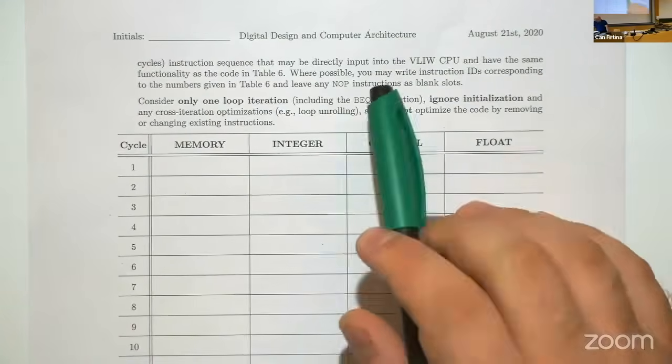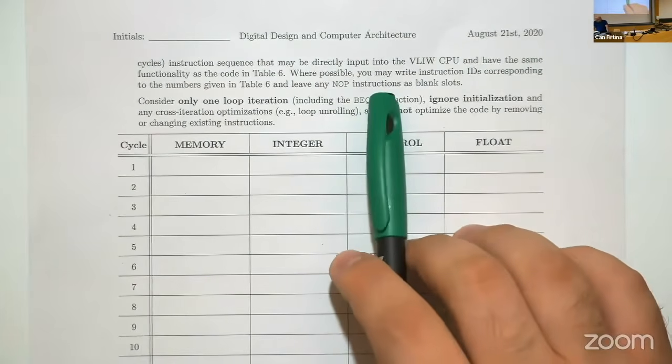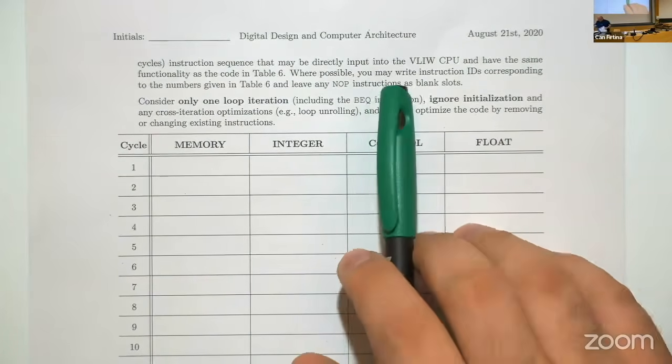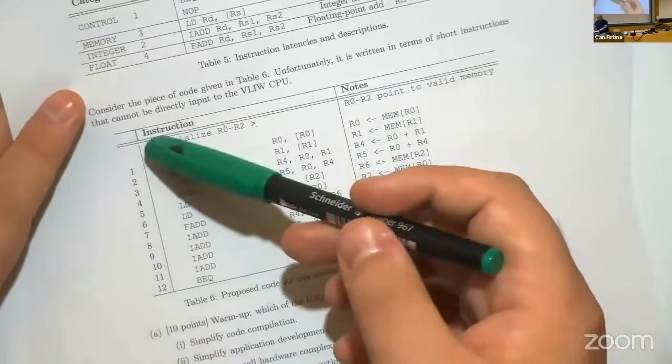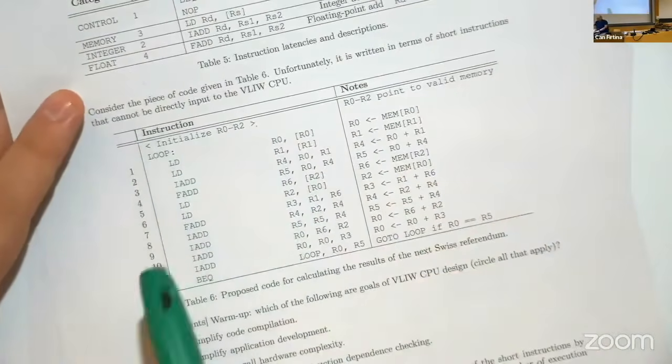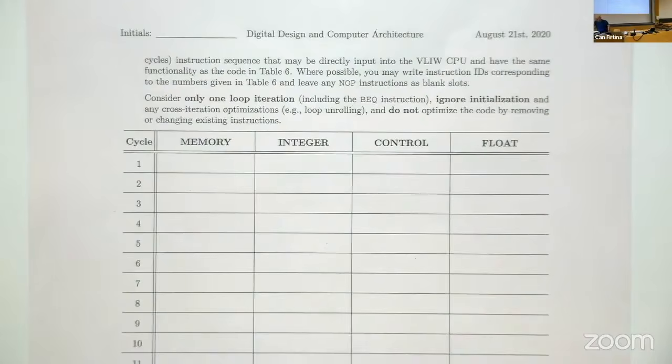Okay, so where possible, you may write instruction IDs, which is what I'm going to do for the sake of simplicity. Notice that each of the instructions here is numbered, so for the sake of simplicity, I'm just going to resort to using these numbers in this table. And we can also leave any NOP instructions. Note it's likely that there will be quite a few NOP instructions because we're not going to pack the entire table. And we can leave those as blank slots. Consider only one loop iteration, including the back instruction. Ignore initialization and any cross-iteration optimizations, for example, loop unrolling.